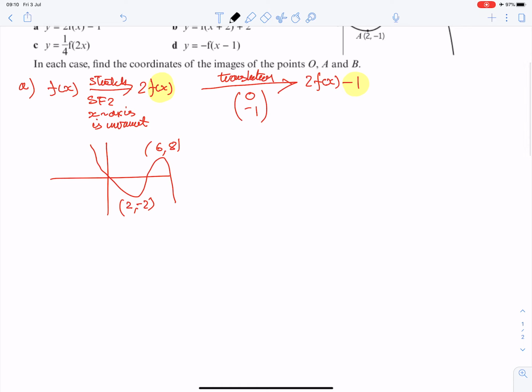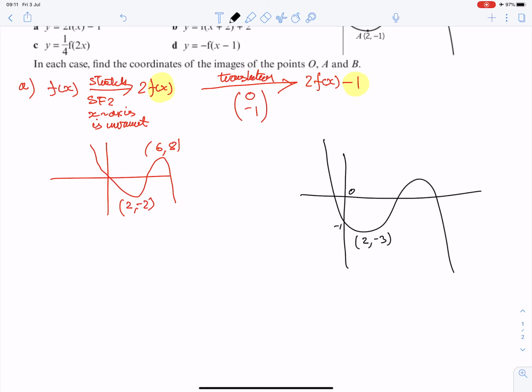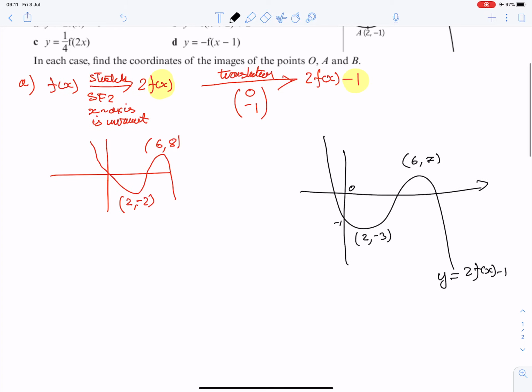So here we go. Our shape is basically the same, and my y-intercept is negative, so it's somewhere down here. So there's 0. My y-intercept has moved down 1. This lowest point is still at 2, but it's moved down 1 more to -3. This is still at 6, but the y value's moved down 1 to become 7. I hope that's clear, and then we could label that y equals 2 lots of f of x, take away 1, and that's the x-axis, and that's the y-axis.